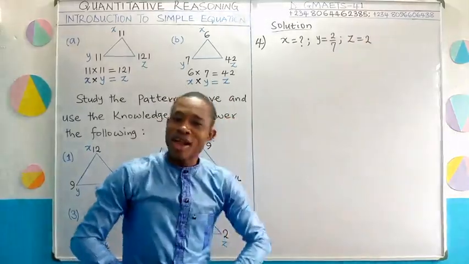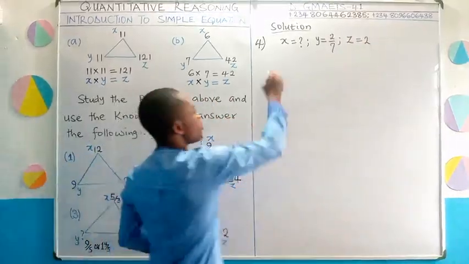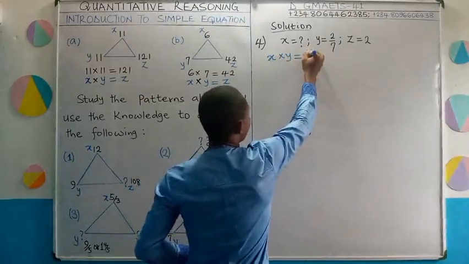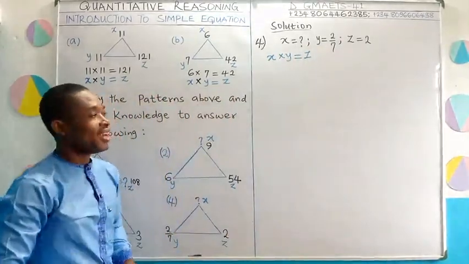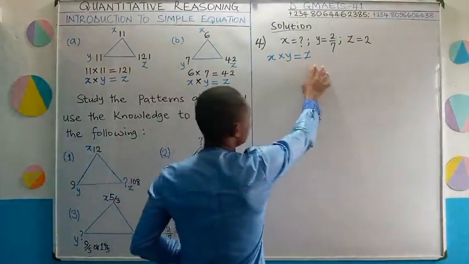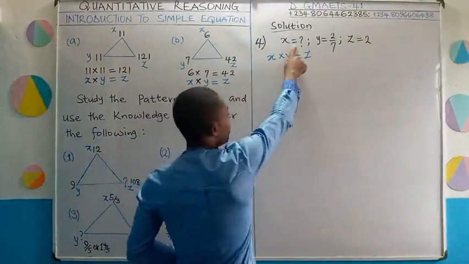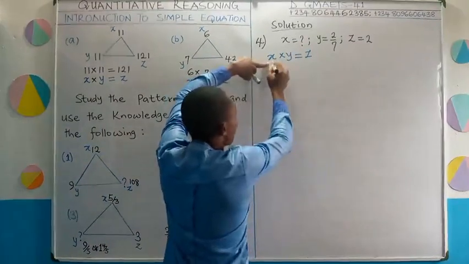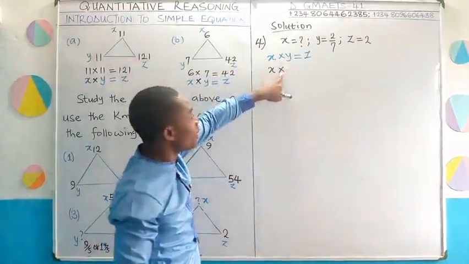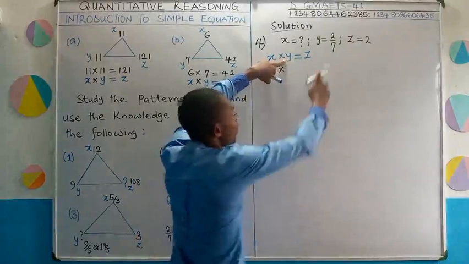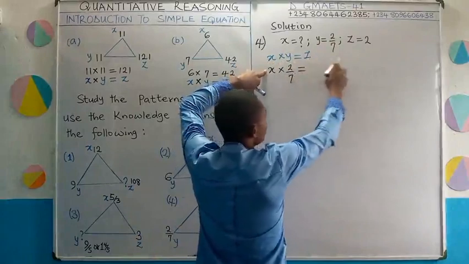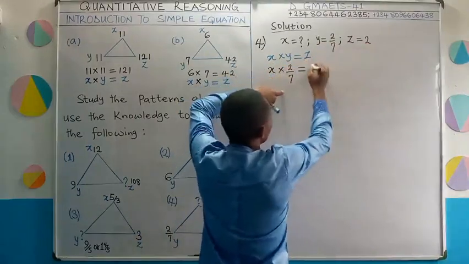Just like we've done for other questions, the next thing we have to do is to remind ourselves of the formula, which is x times y equal to z. Then we will substitute for x, y, and z using this formula. From here, we don't know the value of x. So following the formula, we will still write x because that's what we are looking for. After x, you see times, so you put your times there. Next, you will meet y. The value of y here is 2/7. So in place of this y, you put 2/7 equal to z. In place of this z, z is 2.